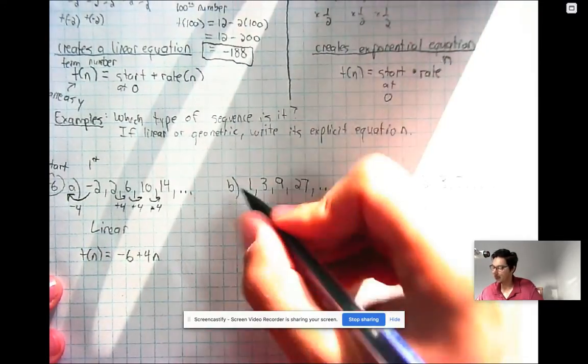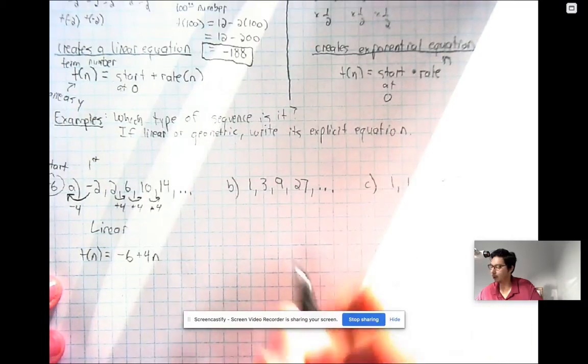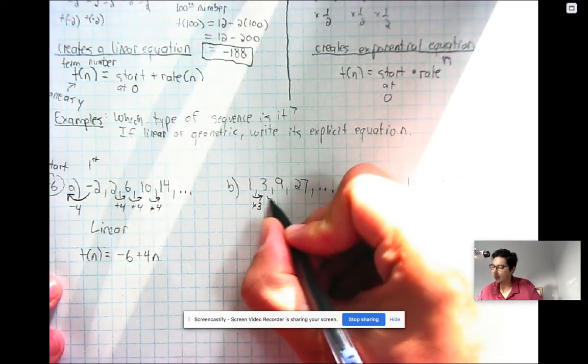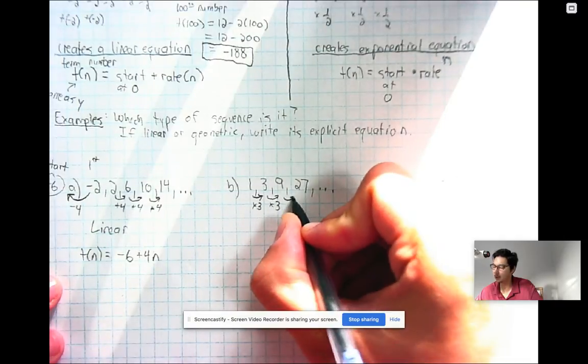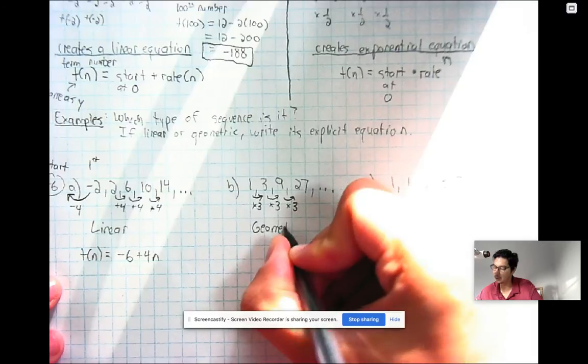This next one here, I look at this and I say, okay, plus 2, well, it's not addition because plus 2 doesn't work anymore. Maybe let's try multiplication. 1 times 3 is 3. If I keep timing by 3, that does work. So this one is geometric because it's multiplication.